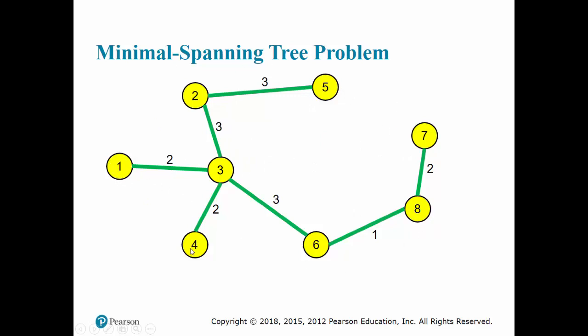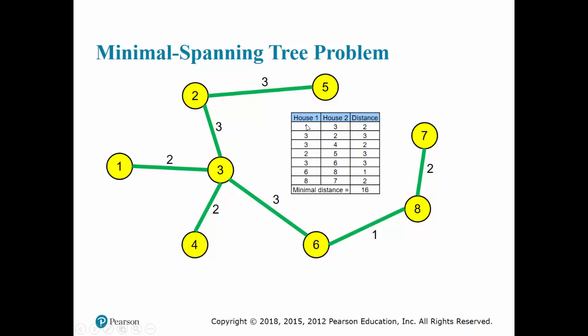So here there are no cycles. You will never see a cycle with any set of nodes. It'll all be just what one would call a tree branch going, and it'll never come back and connect to the tree again. So the edges selected: edges 1 to 3, distance of 2, 3 to 2, okay, 3 to 4, 2 to 5, 3 to 6, 6 to 8, and 8 to 7, giving you a total distance of 16, and you're guaranteed that that 16 would be the minimum possible distance.